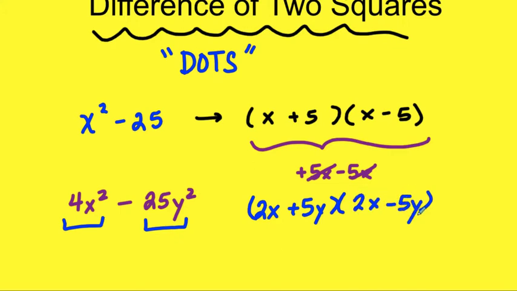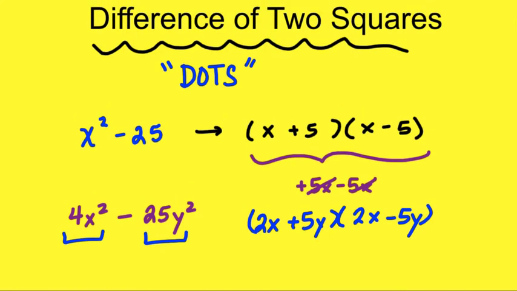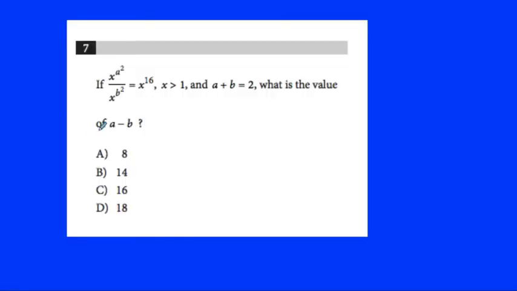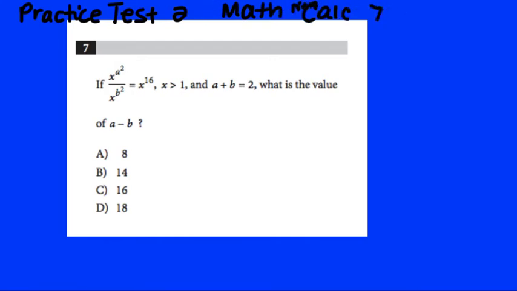Okay, so how can we make this a little bit more tricky? Well, on the SAT, they like to give you multiple topics in one problem. This is from Practice Test 2, Math Non-Calculator number 7. When we get to number 7, we're starting to turn from a little bit easier to a medium level question. And this particular problem I thought was very interesting.